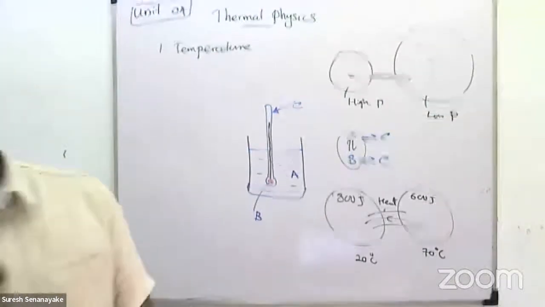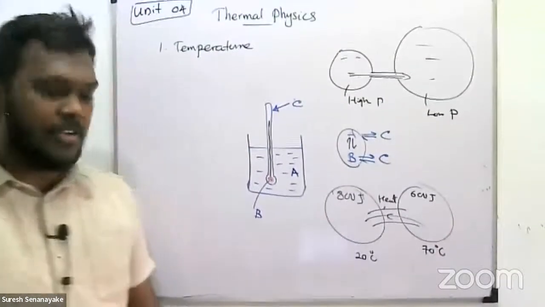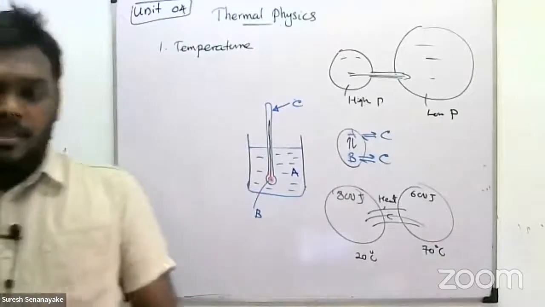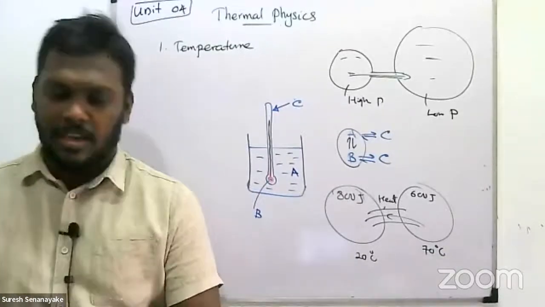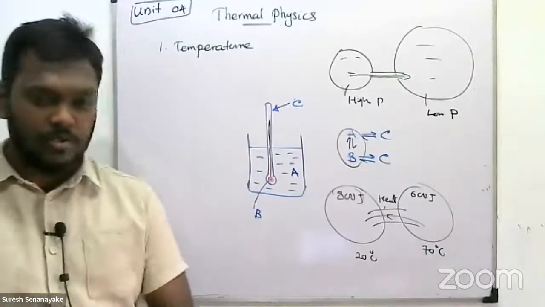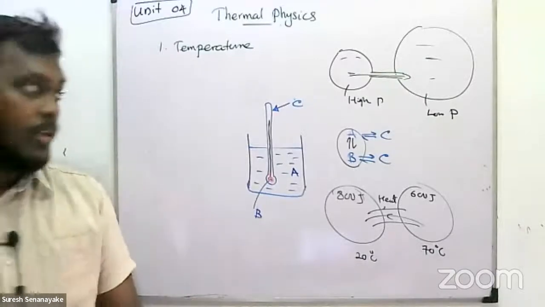Heat and temperature are not the same thing. They are two different things. The SI unit of temperature is Kelvin, but heat is measured in Joules, right? Heat is an energy form.